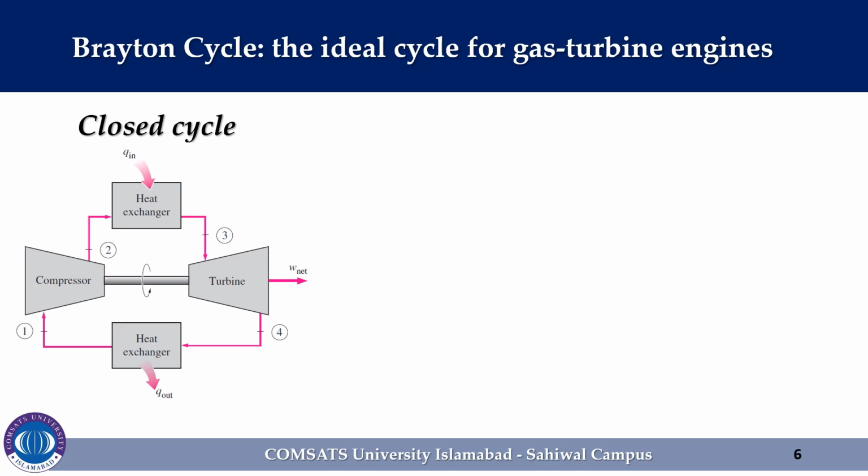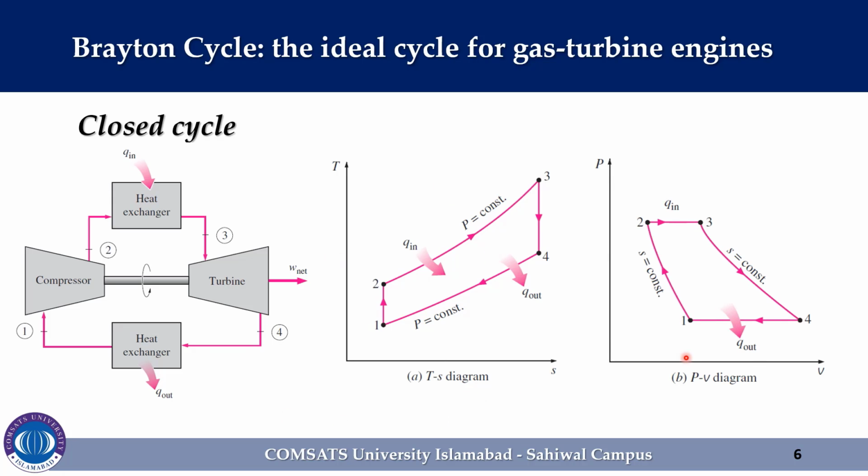The T-S and P-V diagrams of an ideal Brayton cycle are shown in the figures here. As we discussed, process 1 to 2 is the isentropic compression process. So the entropy of the working fluid is constant during process 1 to 2. However, the volume of the working fluid decreases while the pressure increases. After that, process 2 to 3 is the constant pressure heat addition process. So the pressure is constant during this heat addition process while the temperature increases.